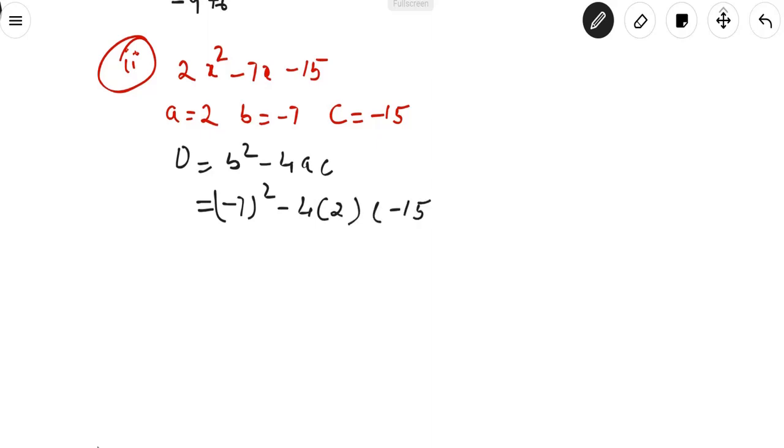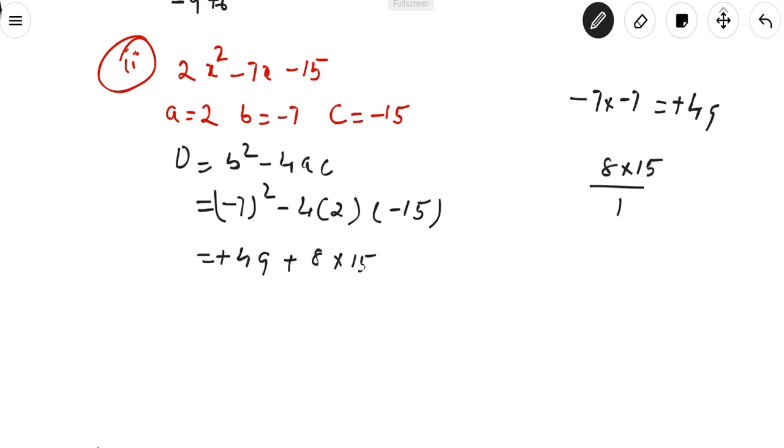So how do I rewrite? Minus 7 into minus 7, how much is it? Plus 49. So this becomes plus 49. Minus into minus becomes plus, 8 into 15. If you multiply 8 into 15, you are going to get 120. So this becomes plus 49 and plus 120. If you add these two terms, how much do you get? 169.